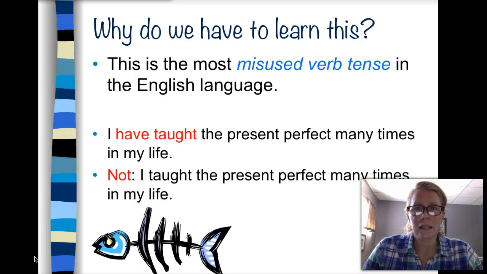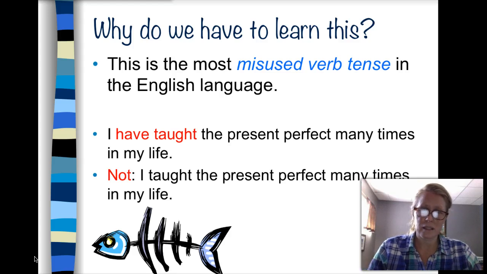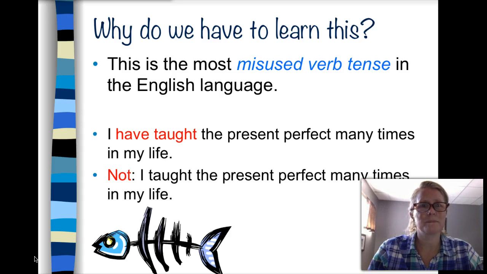So, as I said, it's probably the most misused, well, I didn't say it, but I'm saying it now. It's the most misused verb tense in the English language, both for native English speakers and for people learning the language. So it's called the present perfect, and we're going to look at that and the present perfect progressive. So it is correct to say, I have taught the present perfect many times in my life. It is generally incorrect to say, I taught the present perfect many times in my life, unless, of course, you are dead or about to die.